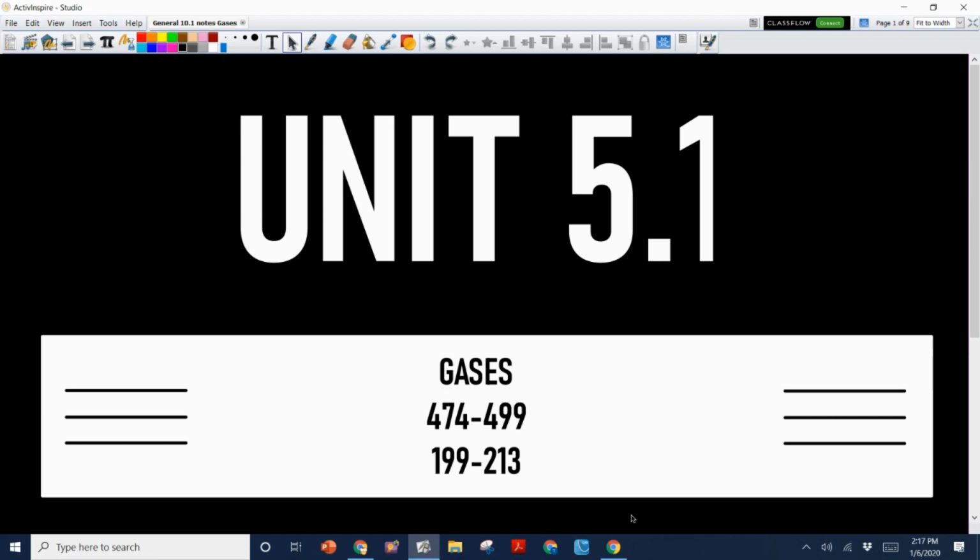This is Unit 5.1. We're going to start off the new semester with studying gases. This is pages 474 through 499 in your textbook that you need to read. And in your study guide, that's going to be pages 199 to 213.